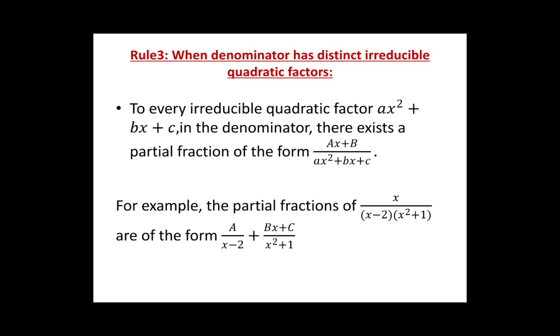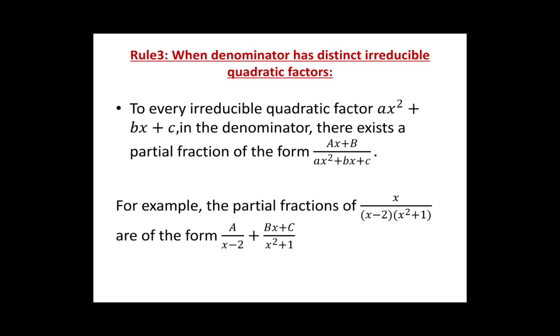In previous videos we had seen rule number 1 of partial fractions. Rule number 1 was when the denominator has different non-repeated factors. Rule number 2 was when the denominator has linear but repeated factors. In today's video we are going to see rule number 3, when the denominator has irreducible quadratic factors.